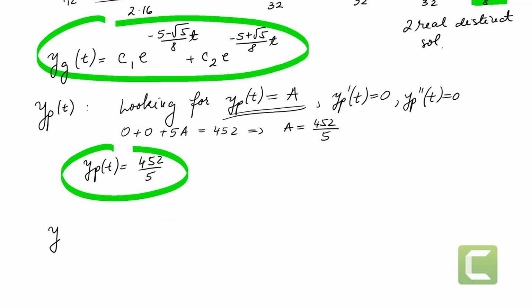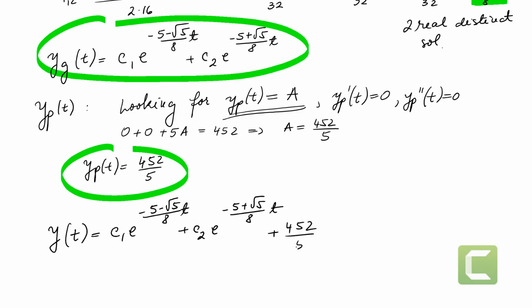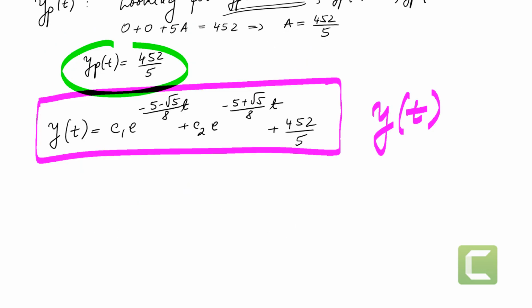So we have the general solution and we have the particular one. So the solution of the system for y of t is c1 e to the negative 5 minus square root of 5 over 8 t plus c2 e to the negative 5 plus square root of 5 over 8 t plus 452 over 5. So now that we have y of t, how can we calculate x of t? We want to find x of t. How do we do that?